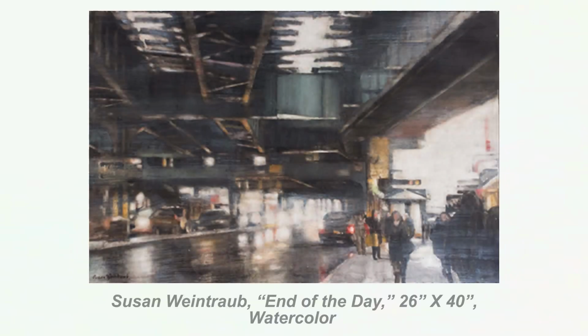In this painting called The End of the Day, we see that there's a lot of blurring, and that makes it look like the cars are traveling down the road underneath the overpass. That conveys that there's a lot of movement.